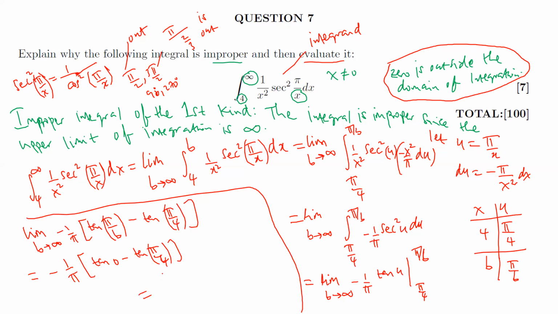The tan of 0 is 0. The tan of pi over 4 is the same as the tan of 45 degrees, 1. And this integral is 1 over pi. And you're done. The 1 over pi is the answer.